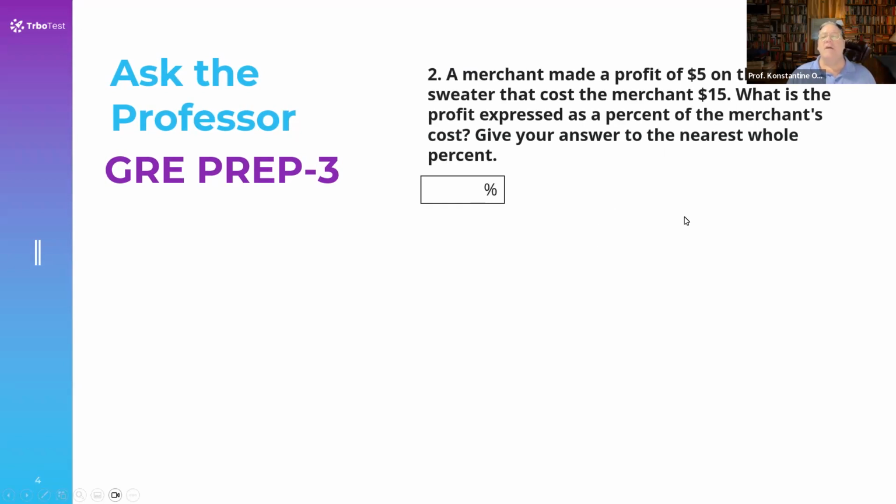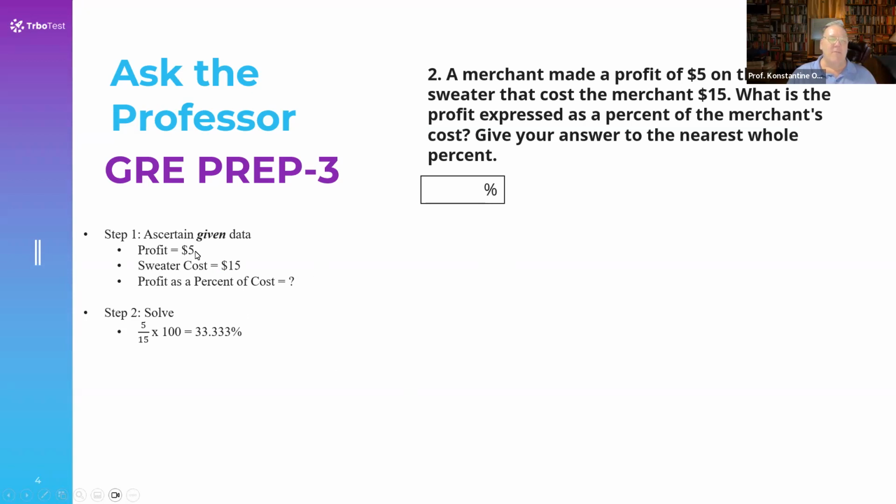However, you want to be very careful in reading it to make sure you understand what they're actually saying and what they're asking you to do. So let's ascertain the data. The data is profit is $5. The sweater cost was $15. However, they want you to tell what the profit as a percent of the cost is. So that's very important. To solve that, we merely put the profit on top of the cost, multiply it by 100.